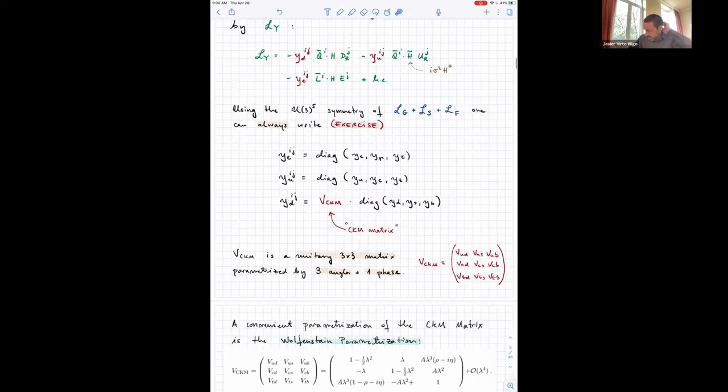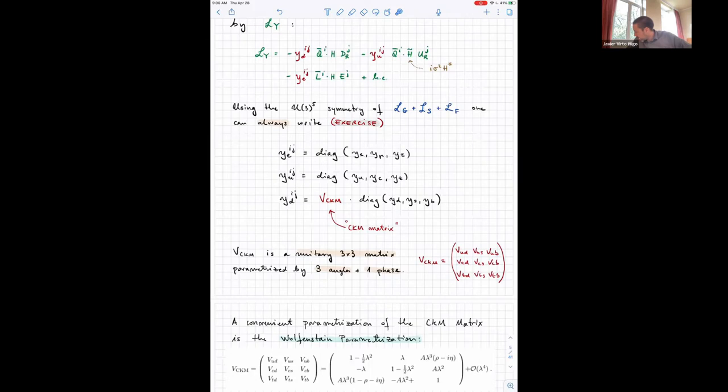If you have a general unitary matrix, it can typically be parameterized by n(n-1)/2 angles, okay? And n(n+1)/2 phases. Okay, so in the case of n equals 3, one would have 3 angles, and 3 times 4 divided by 2, 6 phases. So this is the general thing for a 3x3 unitary matrix. However, as I will show later, and I already mentioned, there is a remaining flavor symmetry.